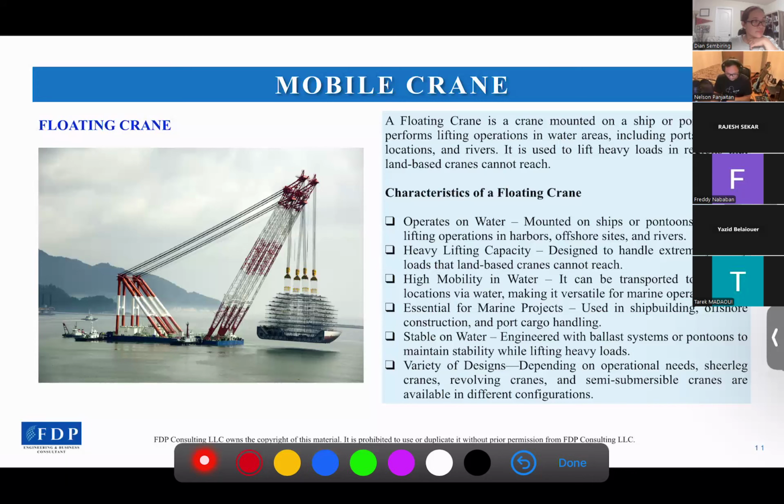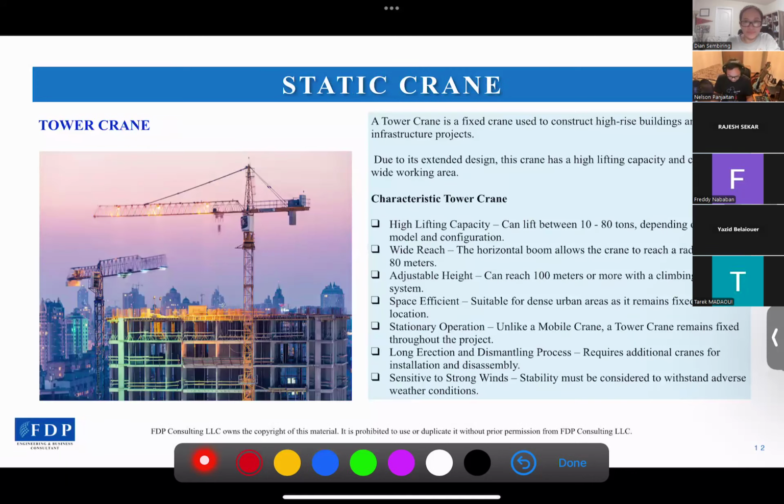Now we go to the static crane. We continue with the static crane. First is the tower crane. A tower crane is a fixed crane used to construct high-rise buildings and large infrastructure projects. Due to its extended design, this crane has a high lifting capacity and can cover a wide working area.